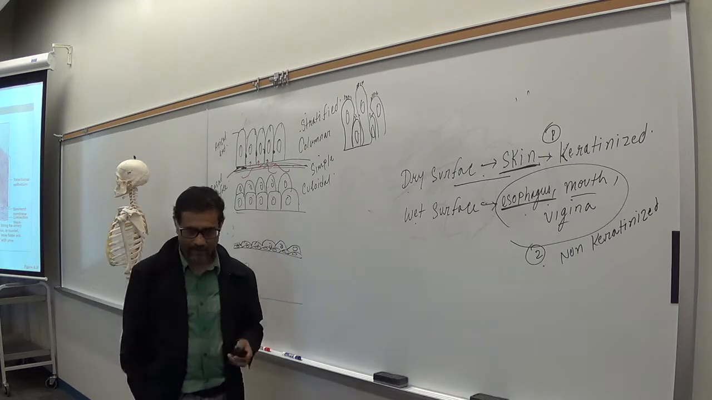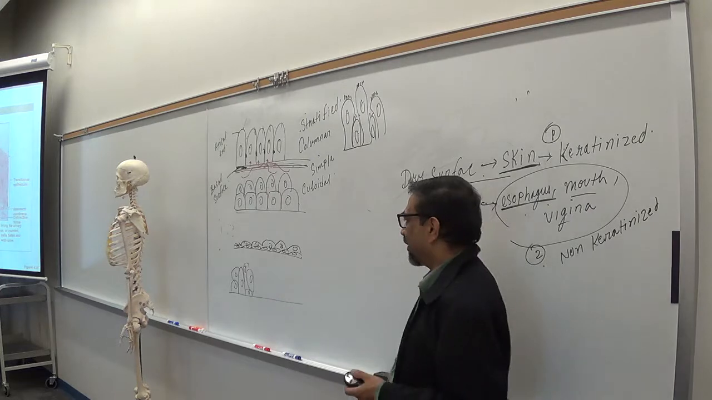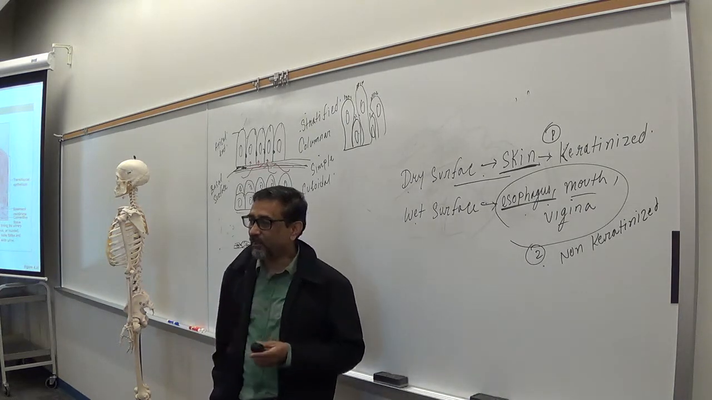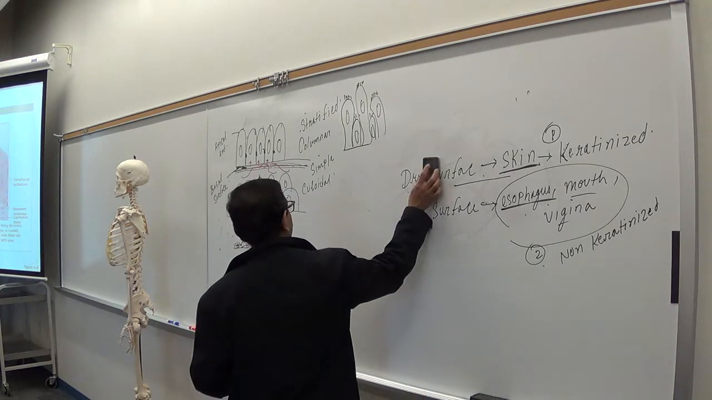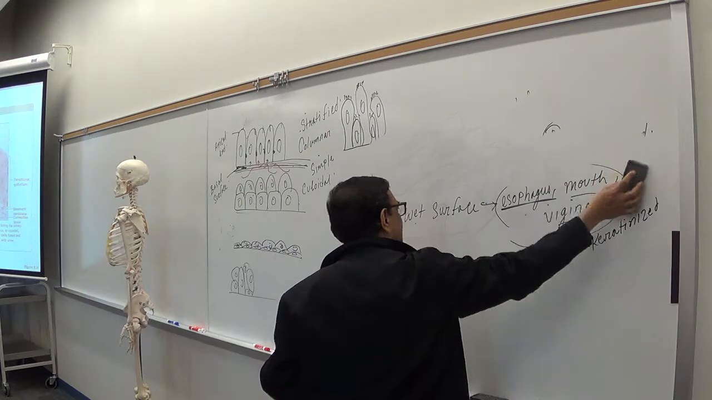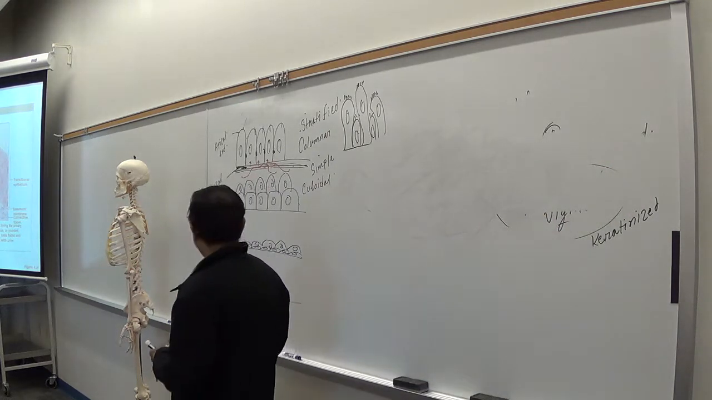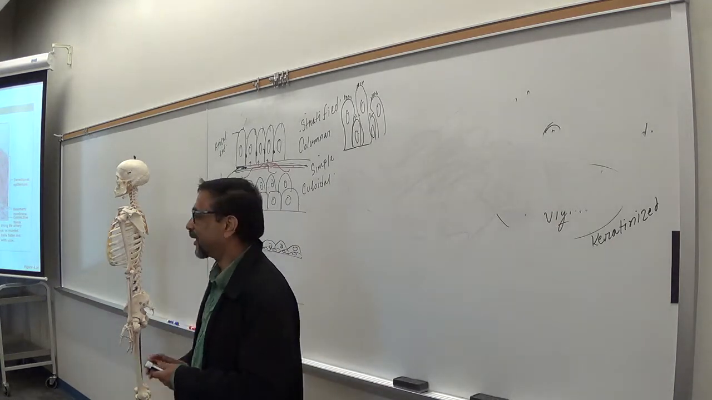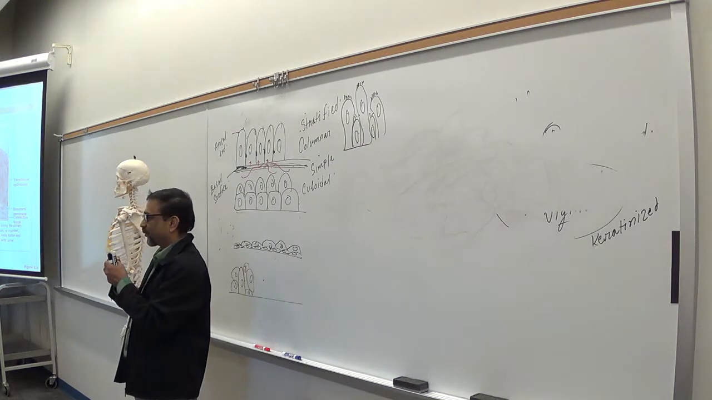Transitional epithelium has two important properties. One is they can change the shape. The cells can change what? Shape. The shape. I have mentioned that before. So, by changing the shape, they can absorb pressure.